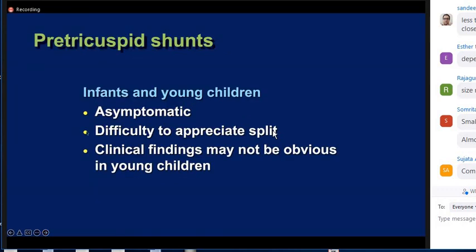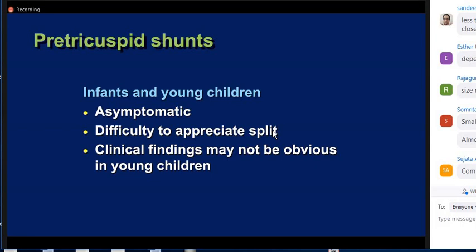In pretricuspid shunt, infants and young children are generally asymptomatic, and it's very difficult to appreciate this because you don't have a significant left-to-right shunt at that particular age. The clinical findings may not be obvious in young children, unlike in grown-up children. So it's not that common to identify ASD.